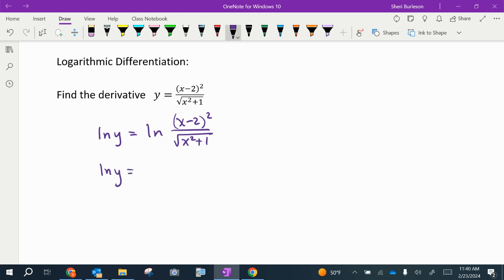So if you are able to do all of those logarithmic properties in your head, what I see is I have the quotient. So the numerator, x minus 2 quantity squared, but the exponent is going to go out front, minus the denominator, which is the natural log of x squared plus 1 to the 1/2. So the 1/2 goes out front. If you're able to do all of those steps at one time, go ahead.